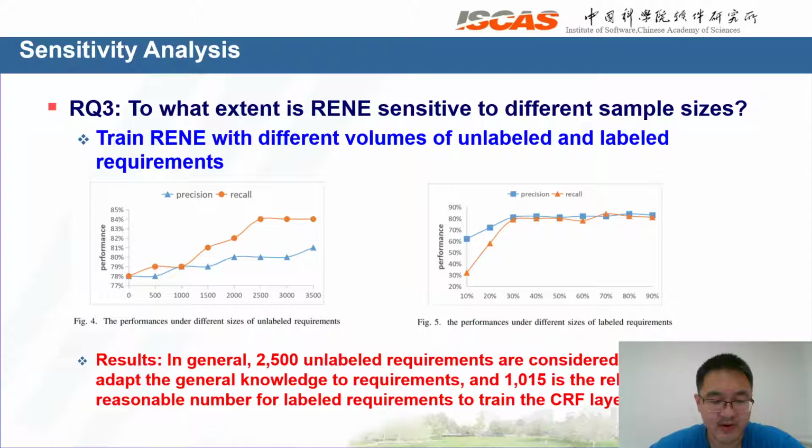In RQ3, we train RANO with different sizes of unlabeled requirements and labeled requirements. The figure shows the performance at different sizes of unlabeled requirements and labeled requirements respectively. The results show that 2,500 unlabeled requirements and 1,000 labeled requirements are reasonable numbers for promising results.